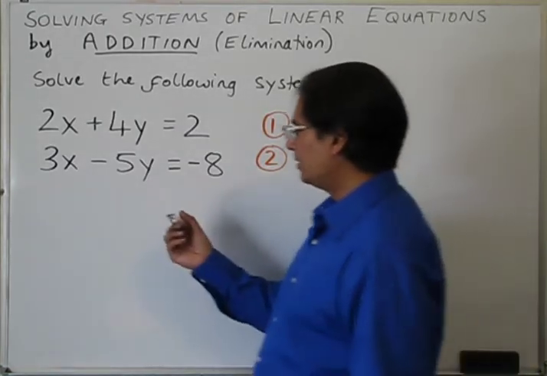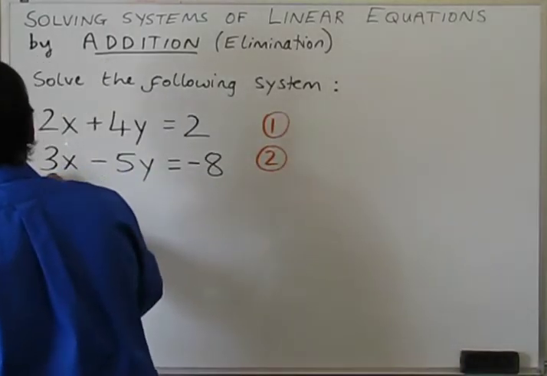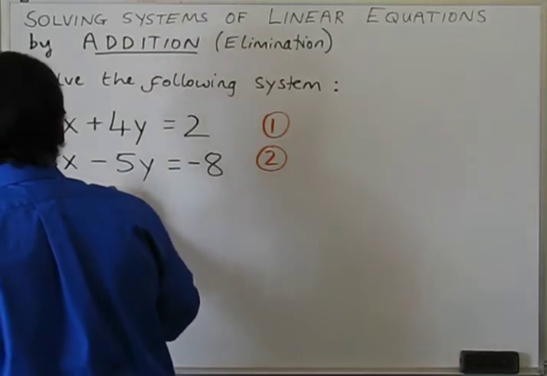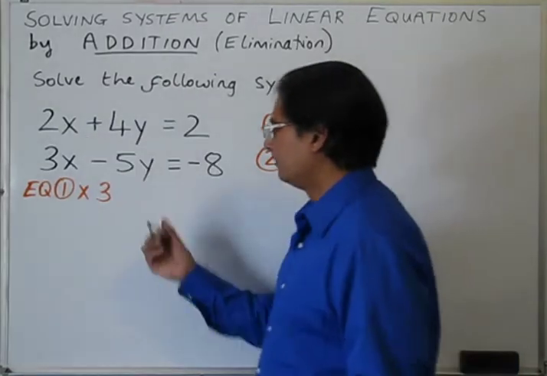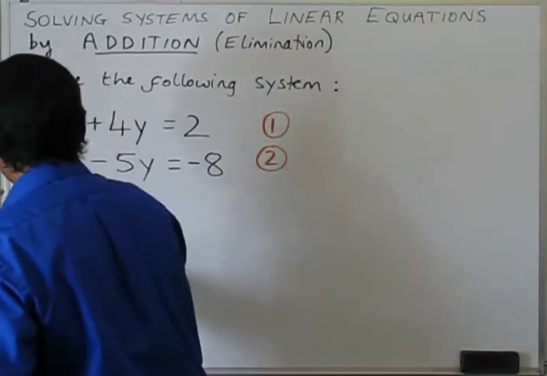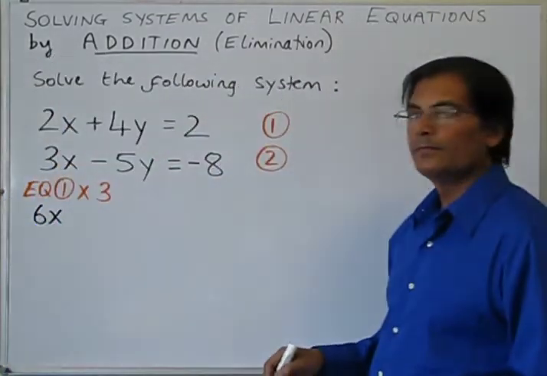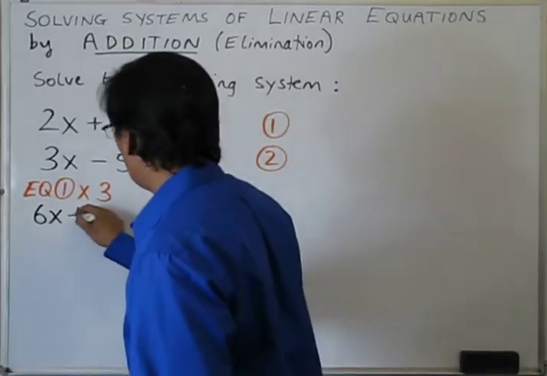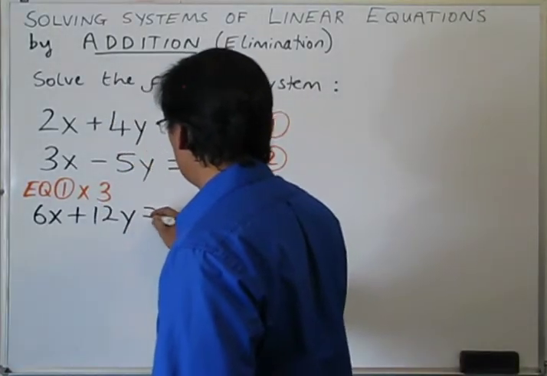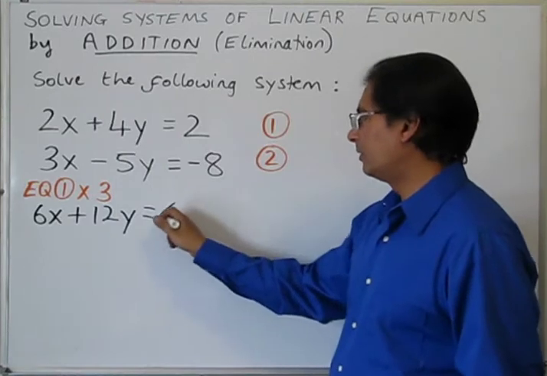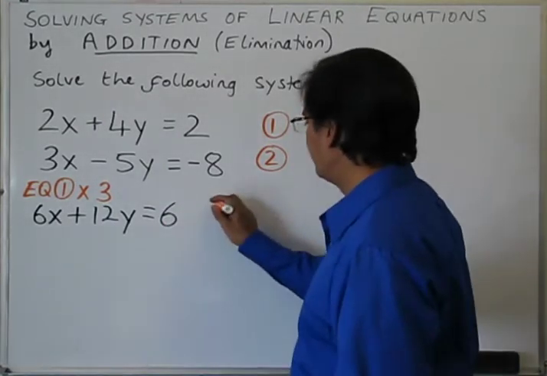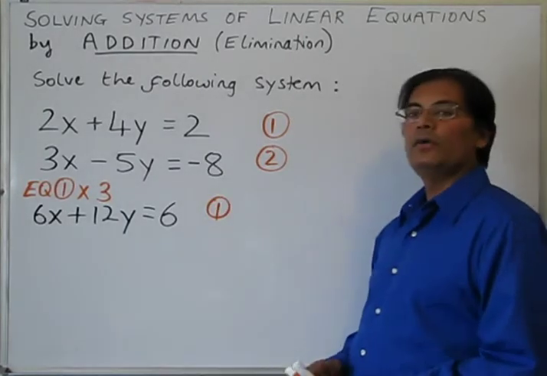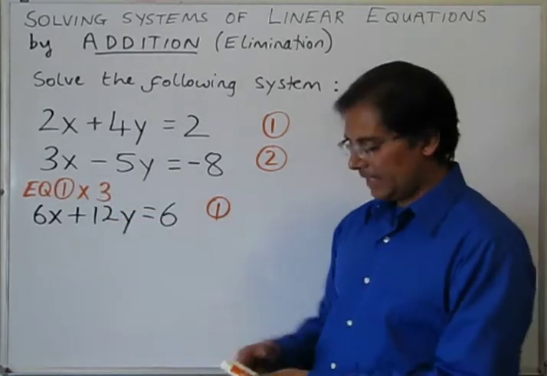So what are we going to do? We're going to take equation 1 times 3. If we do equation 1 times 3, what do we end up with? 3 times 2x is 6x. 3 times 4y is 12y. And 3 times 2 is 6. So that's my equation 1, rewritten. Then we're going to take equation 2 and multiply it by negative 2.